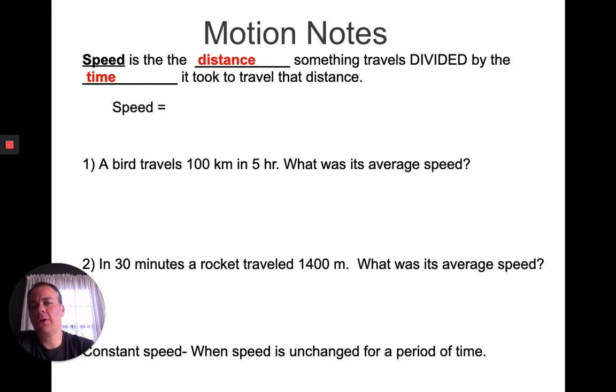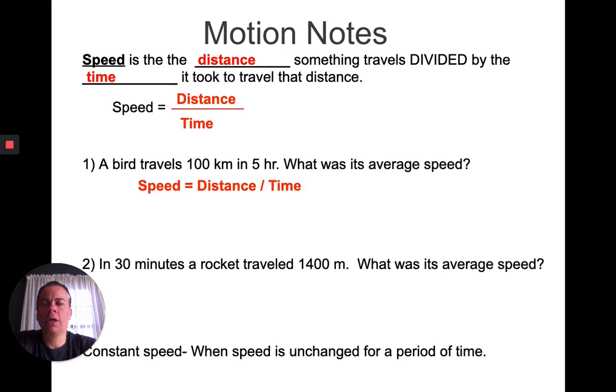So to calculate the speed of an object, we have a formula. It's just very simple. The distance over the time it took. We'll often abbreviate distance as d and time as t. So if I look at an example here, if I have a bird that travels 100 kilometers in 5 hours, what is its average speed?